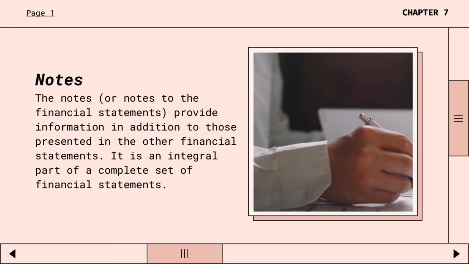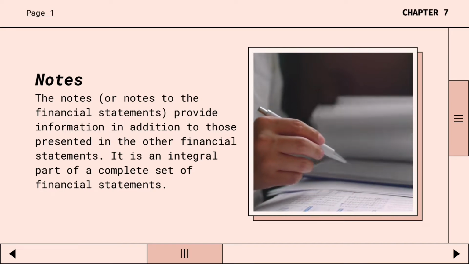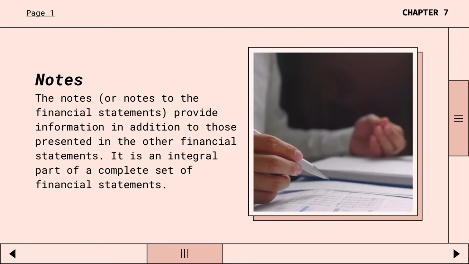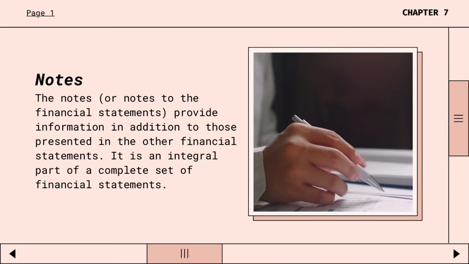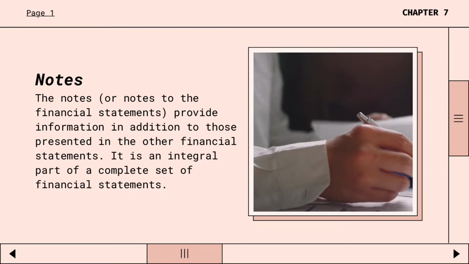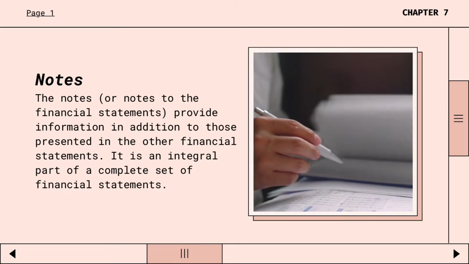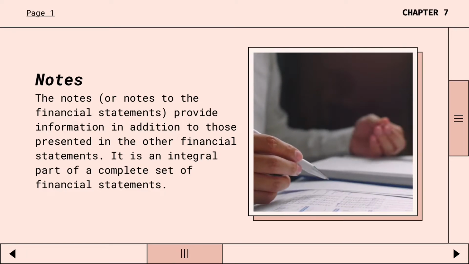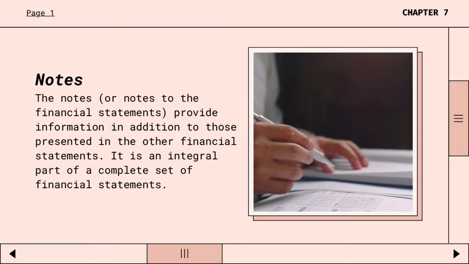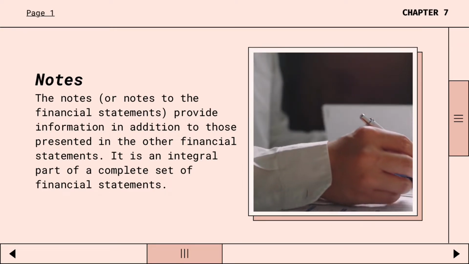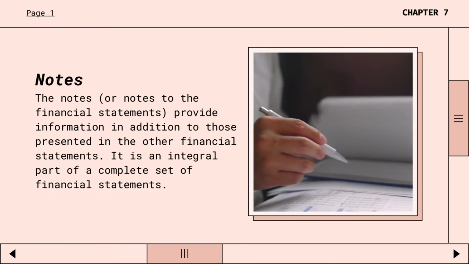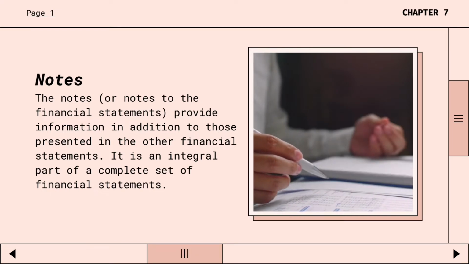The notes provide information in addition to those presented in other financial statements. It is an integral part of a complete set of financial statements. So notes to the financial statements disclose the detailed assumptions made by accountants when preparing a company's income statement, balance sheet, statement of changes in financial position, or statement of retained earnings. These notes are essential to fully understand these documents.